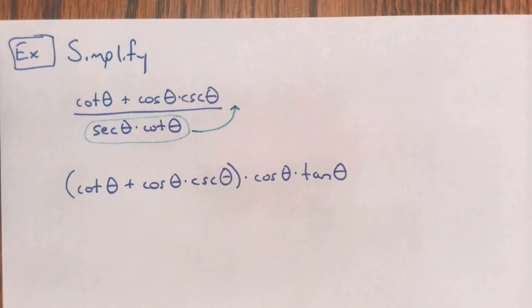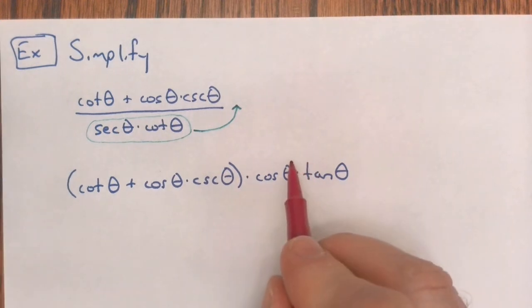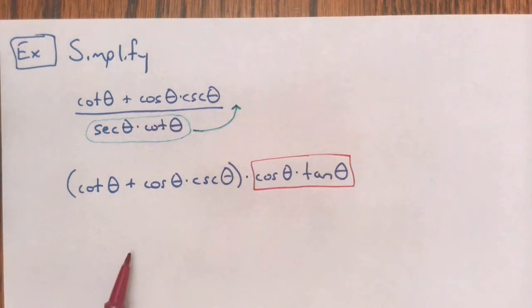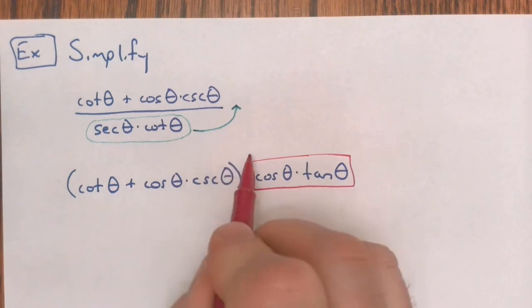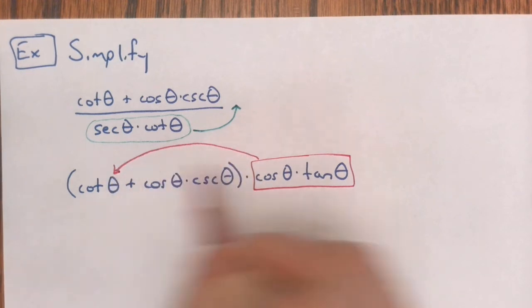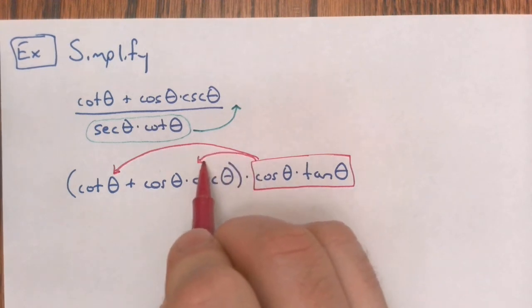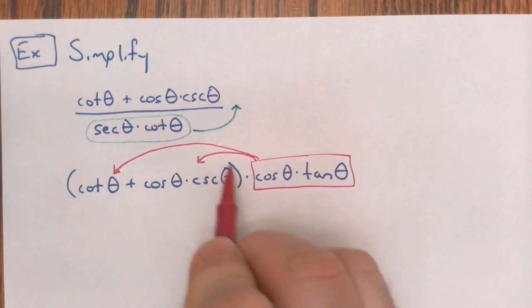So now I have a quantity here being multiplied by these two values. We're going to take these two values that we have out here on the end, and using the distributive property, we're going to multiply that by both of those terms on the inside of the parentheses. So we're going to multiply this by the first term here, which is cotangent, and then multiply it by the second term, which is this cosine cosecant term.